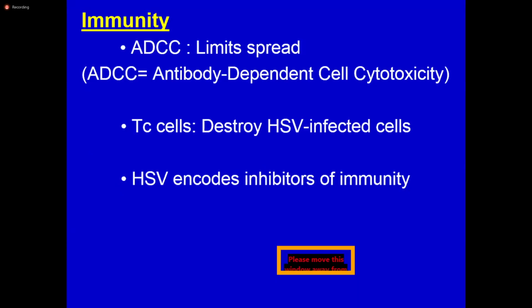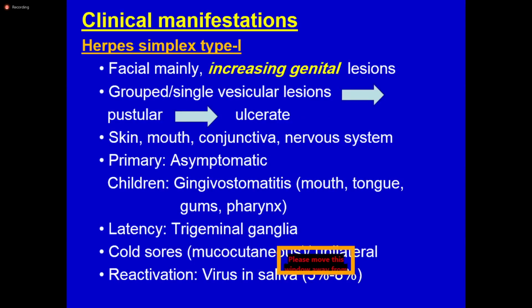Immunity limits the spread. ADCC, you remember, antibody-dependent cell-mediated cytotoxicity, for example through NK cells. Cytotoxic T cells destroy the herpes-infected cells. And these viruses also have inhibitors of immunity and can inhibit the immunity. So these are broad lines, just tips about immunity against these viruses.